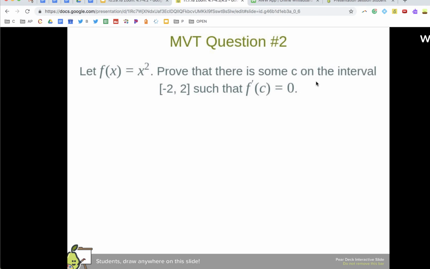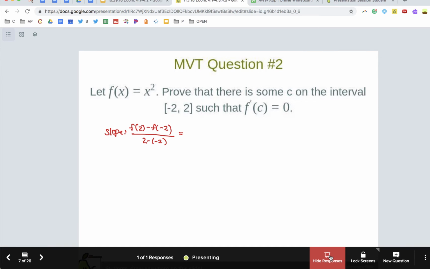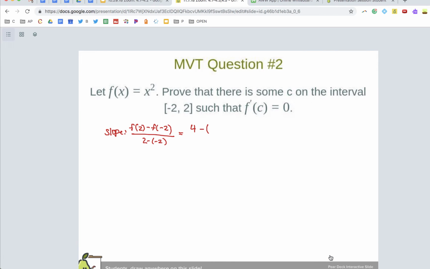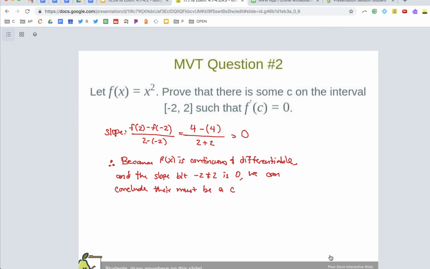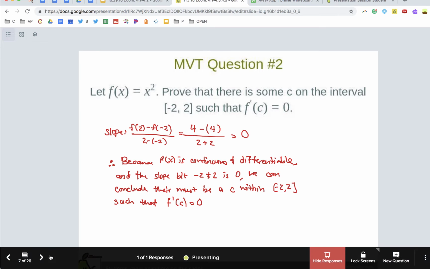So mean value theorem, let's look at the slope first. F of 2 is 4, f of negative 2 is also 4, all over 2 plus 2, that is going to be 0. Therefore, because our function is continuous and differentiable on the interval, actually everywhere, and the slope between the endpoints is 0, we can conclude there must be a c within our interval such that the derivative actually equals the slope, that the derivative actually equals 0. Okay, mean value theorem, the slope equals the derivative somewhere.